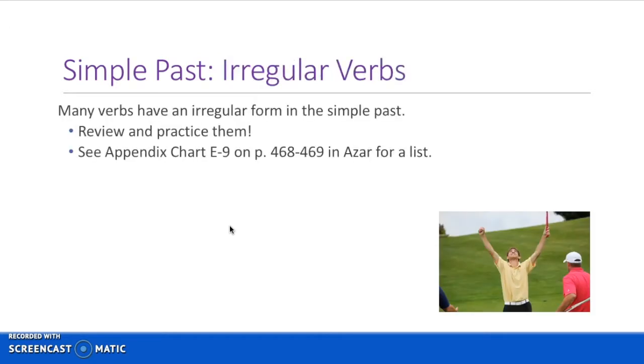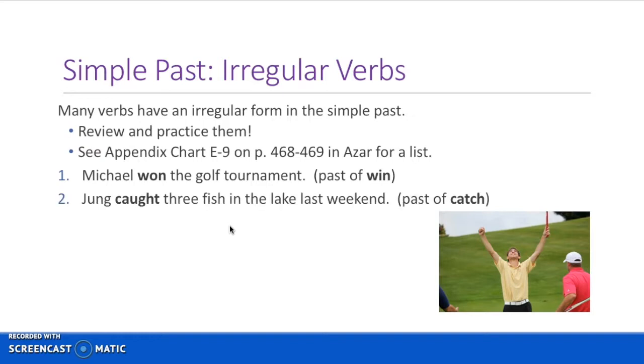Many verbs have an irregular form in the simple past. It's important to review and practice these verbs. You can see the appendix on chart E9 in your textbook on page 468 for a list of these irregular verbs. Here are some examples. Michael won the golf tournament. Won is the past of win. John caught 3 fish in the lake last weekend. Caught is the past of catch. Marcos was at home on Monday. Was is the past of be.